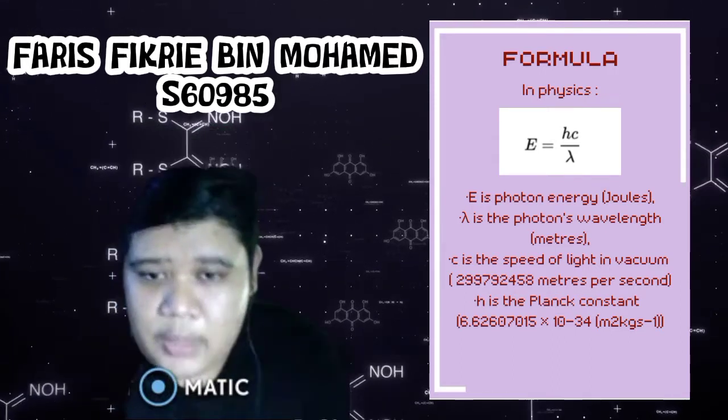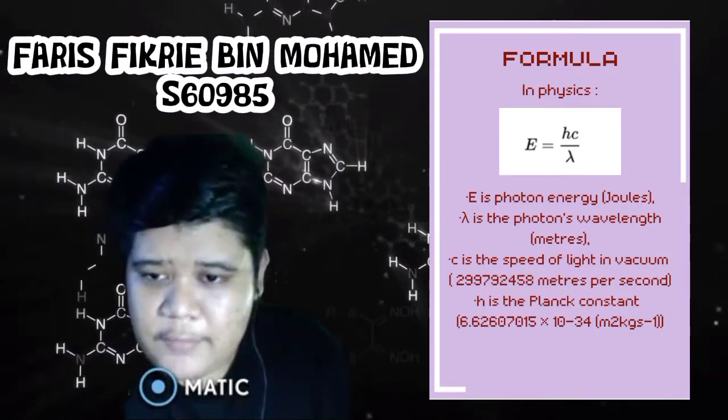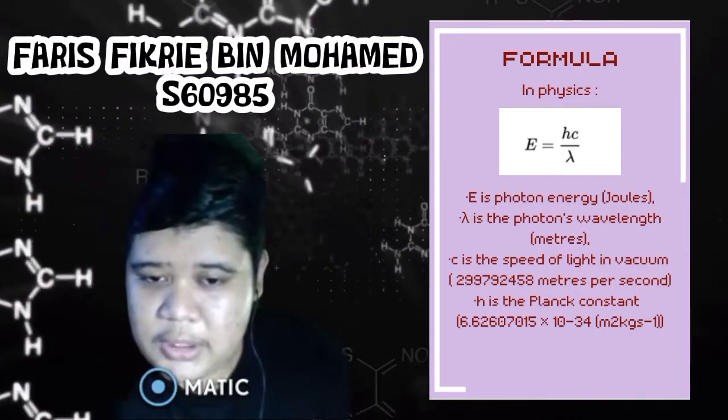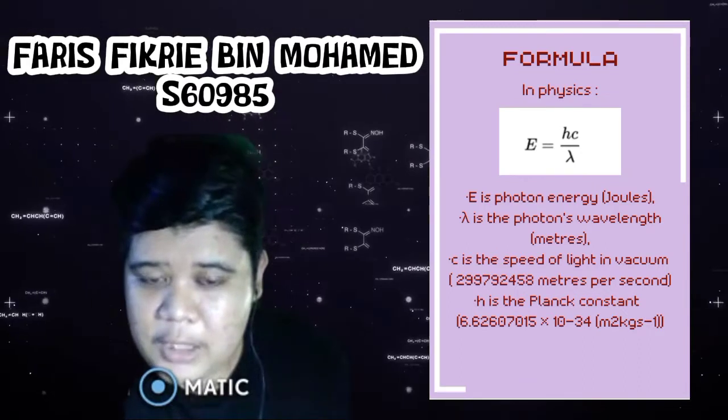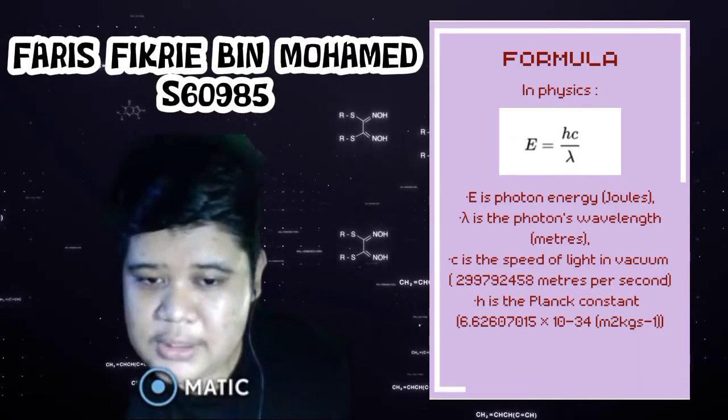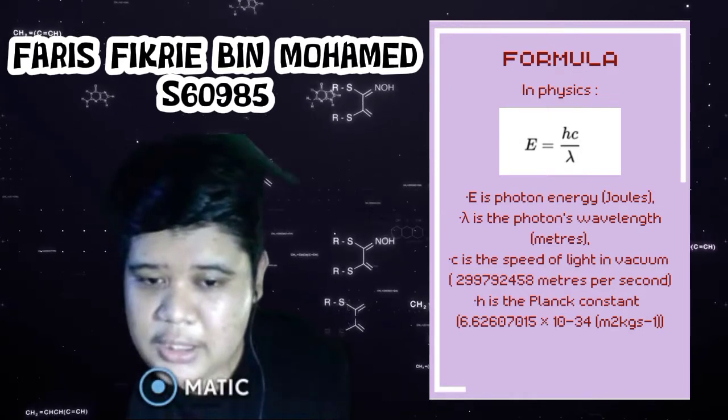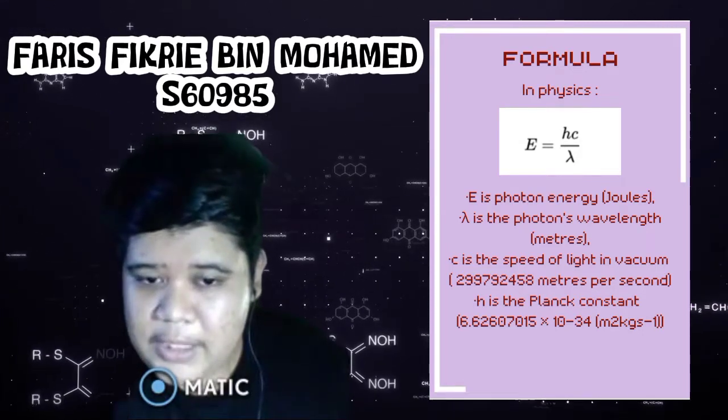In addition, E equals hc over lambda, where E is the photon energy itself, lambda is the wavelength, c is the speed of light, and h is the Planck constant.